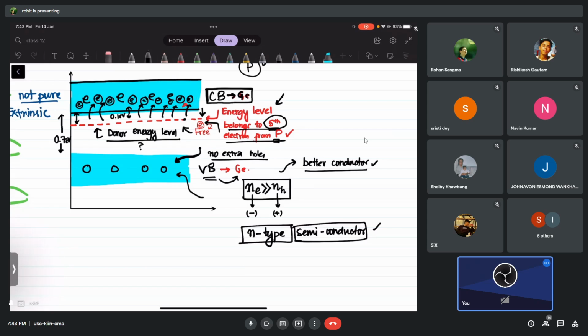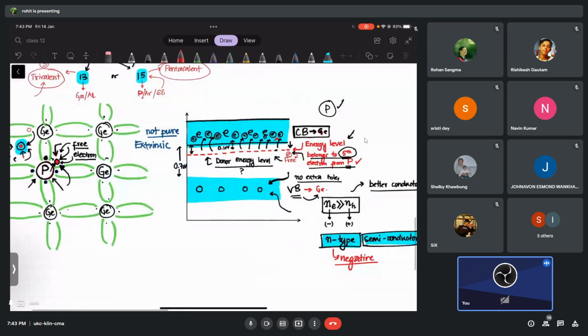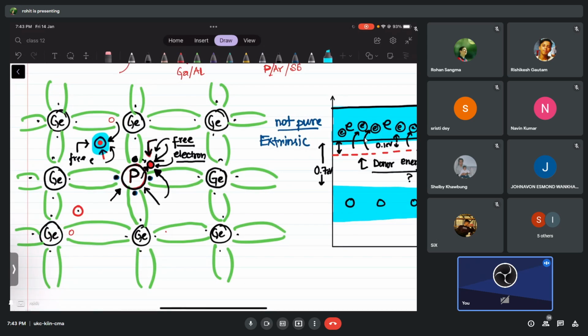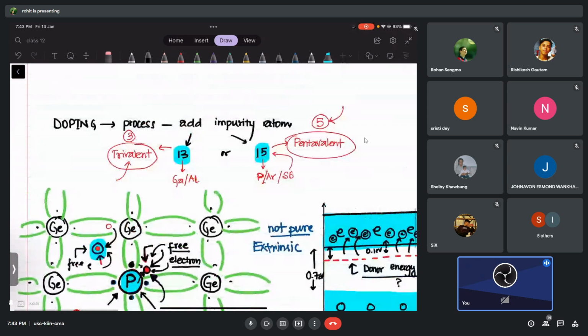Guys, are you clear with what is n-type semiconductor? N-type means negative type. And how did I get negative type? Let me tell you very quickly. What kind of impurity did I take, guys? A pentavalent or trivalent? Pentavalent. So look at this.